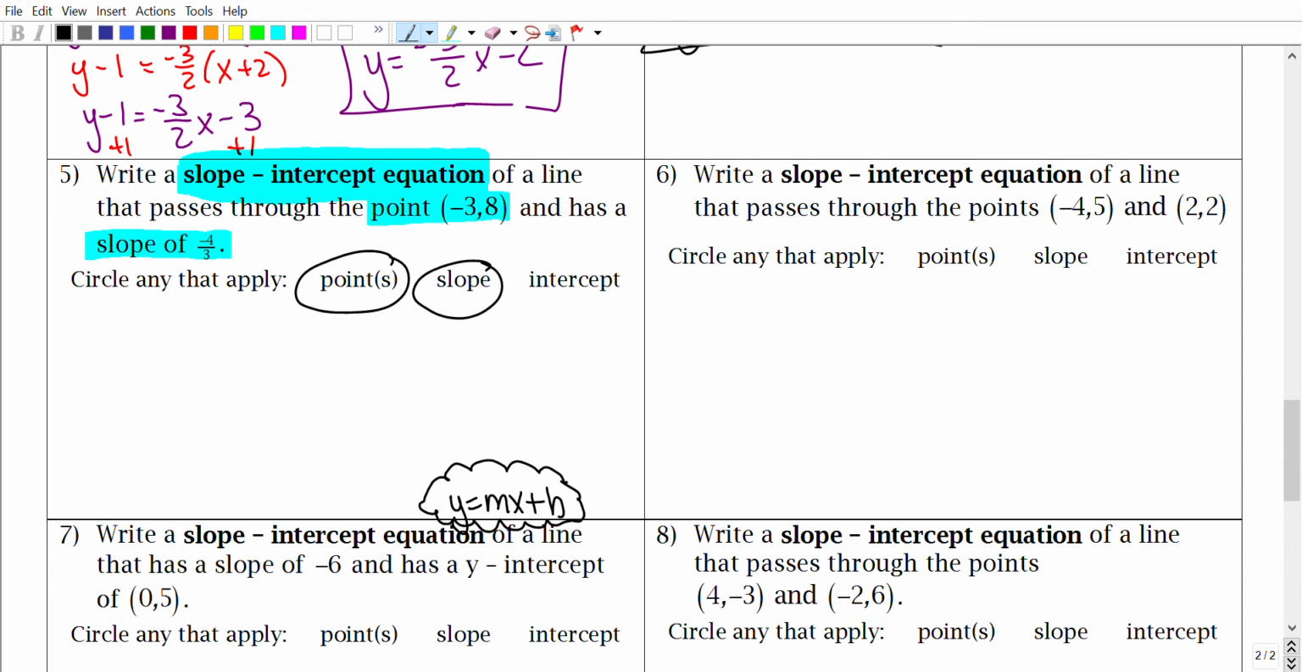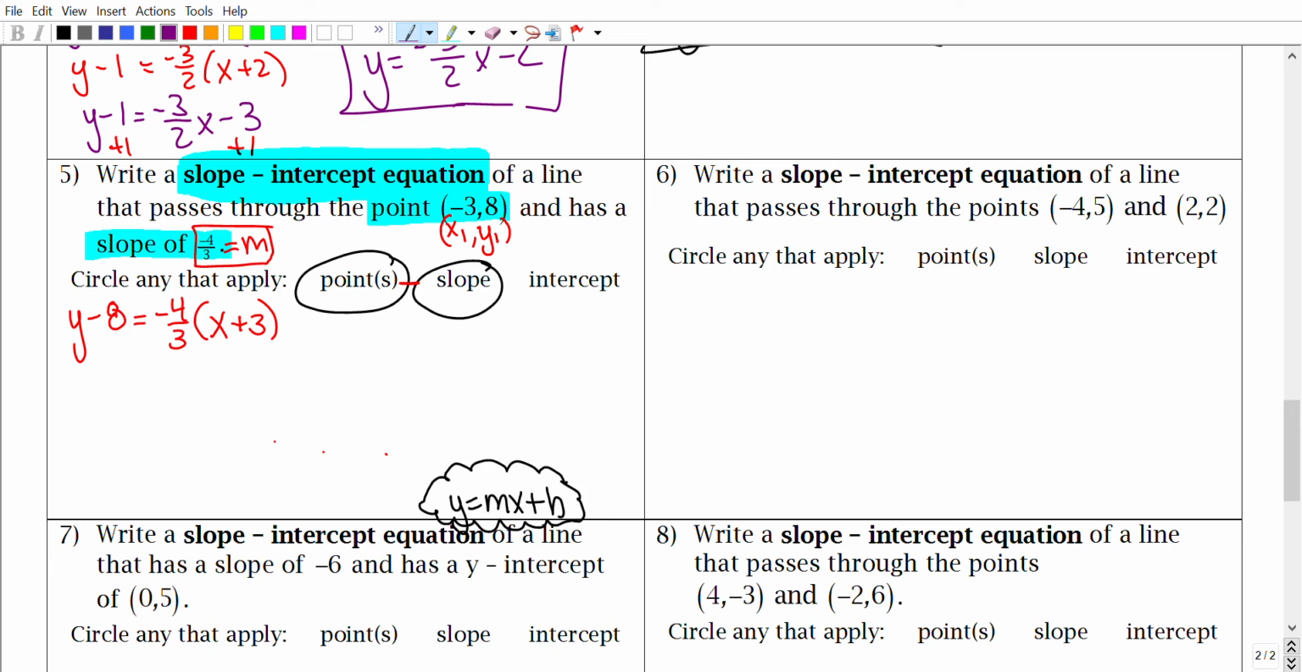So I already have my m, and I have a point which we'll call x1, y1. Okay, so that information is not enough to go ahead and help me write a slope-intercept equation, but from that information I can write a point-slope equation. So let's do y minus, my y1 here is an 8, equals, my slope is a -4/3, parentheses, x minus a -3, so the opposite of a -3, which in this case would be a +3.